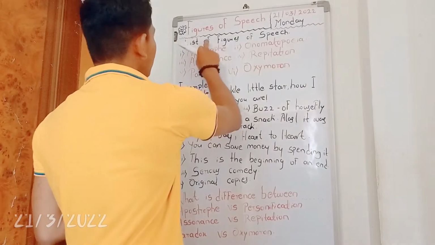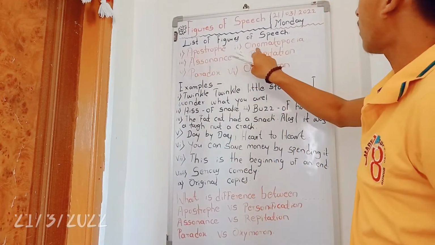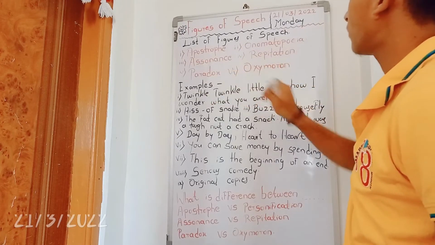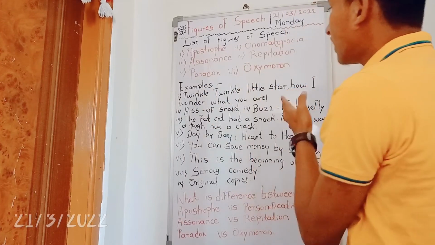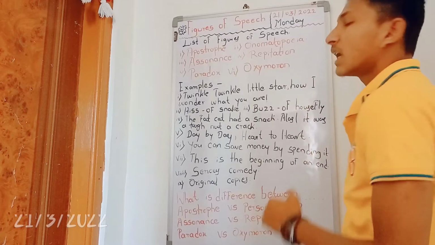Okay. List of figures of speech: apostrophe, onomatopoeia, assonance, repetition, paradox, oxymoron. I have given examples here, and the definitions of these specific figures of speech I will tell you orally.